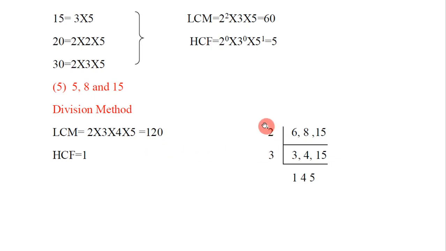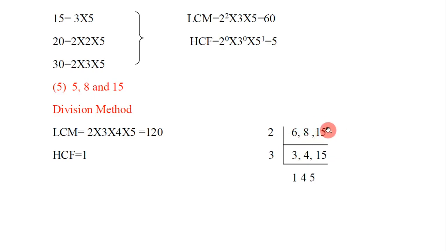But while considering HCF, you should be very careful. We should not take 2 also, because 2 is common to only the first two numbers. 2 is a factor of only 6 and 8. It is not a common factor of all the three numbers.